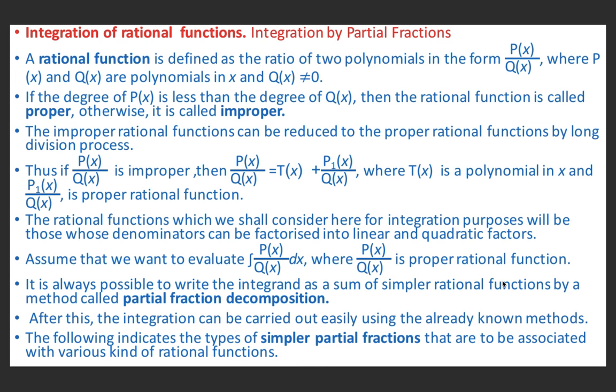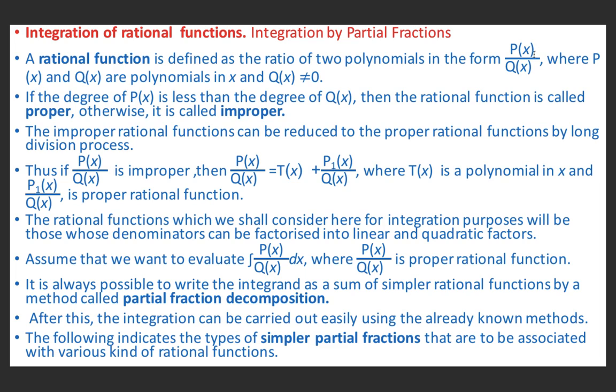Today we will study the integration of partial fractions. So we will integrate rational functions using partial fractions. We know that a rational function is defined as the ratio of two polynomials in the form p(x) upon q(x). Here p(x) is a polynomial of x, q(x) is a polynomial of x, and q(x) is not equal to 0. If the degree of p(x) is less than the degree of q(x), then the rational function is called a proper rational function. Otherwise, it is called an improper rational function.